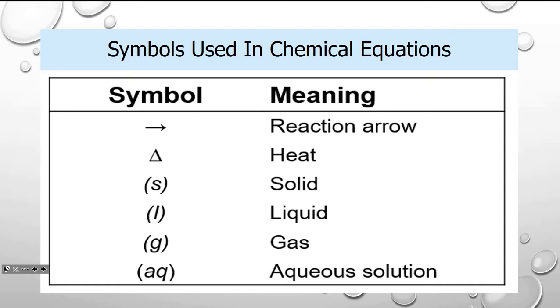It is for change, but in chemistry, if it's above the arrow, it means heat. Okay? So I've changed the heat. Okay? So those are the symbols we need. Ready to move on?